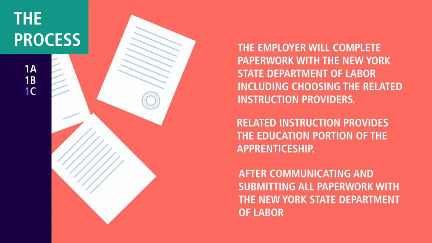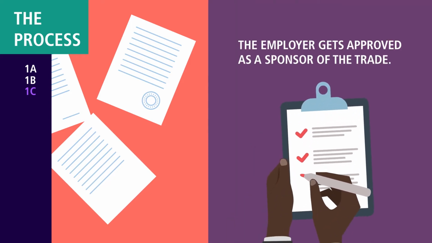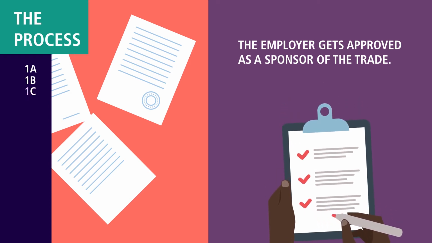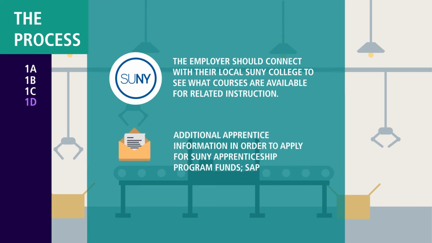After communicating and submitting all paperwork with the New York State Department of Labor, the employer gets approved as a sponsor of the trade. The employer should connect with their local SUNY college to see what courses are available for related instruction. The participating college will ask the employer for additional apprentice information in order to apply for SUNY Apprenticeship Program funds. For abbreviation, we are using SAP.